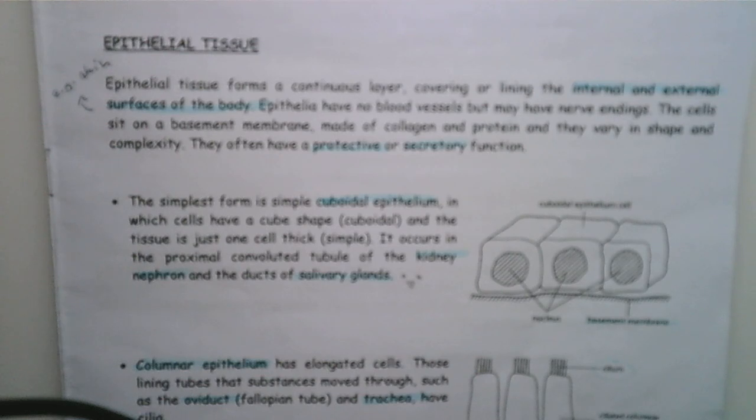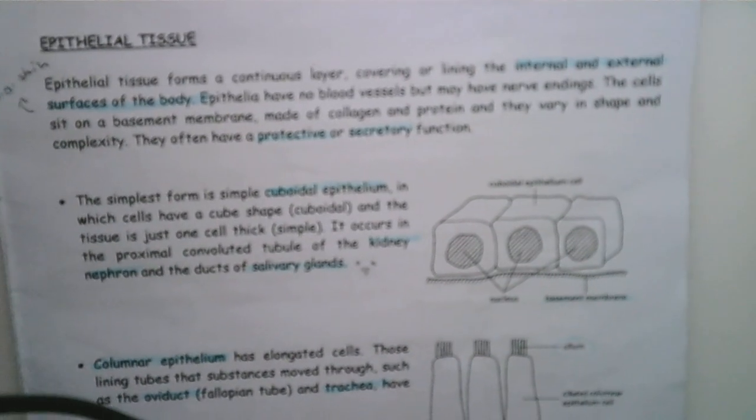The simplest form is cuboidal epithelium. There's a little diagram there, in which cells just have a cube shape. That's why it's called cuboidal. And the tissue is just one cell thick, so it's simple. It occurs in the proximal convoluted tubule of the kidney nephron and the ducts of salivary glands.